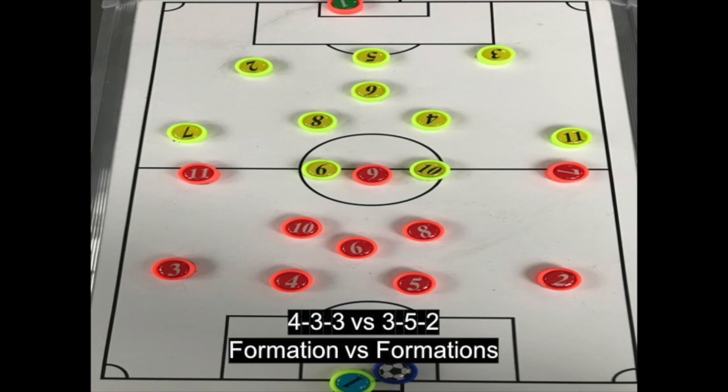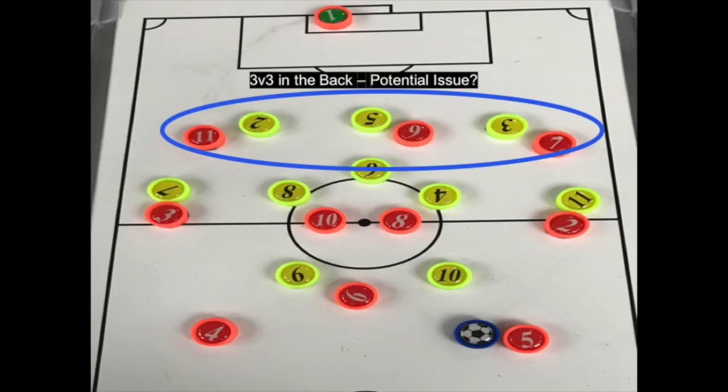So just for this video's sake, we're going to go a 4-3-3 versus a 3-5-2 formation and analyze that. So as you see right away, the first thing that pops out at you is, oh my God, it's 3 against 3 in the back. How is that going to work? Maybe a 3-5-2 is not the right formation to play against a 4-3-3. So let's take a little deeper look into why that may or may not be the case.